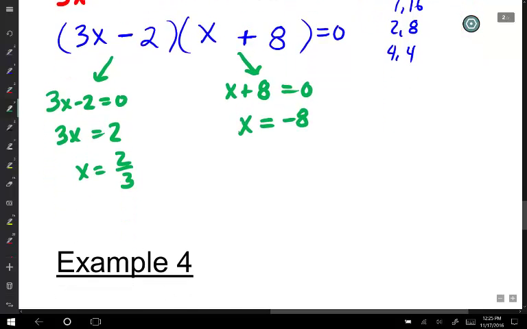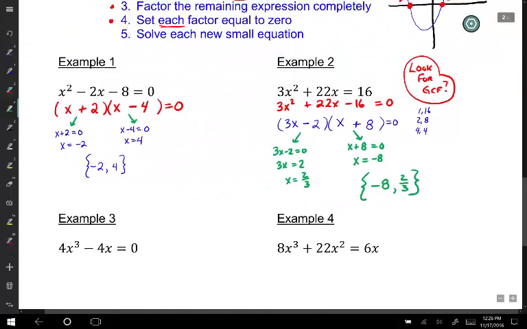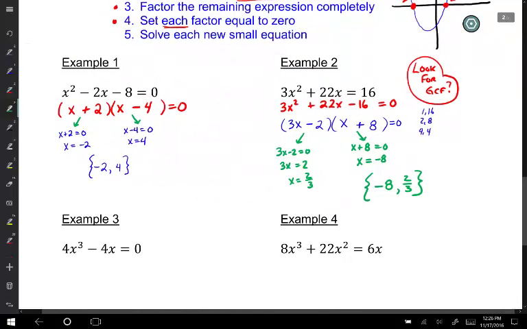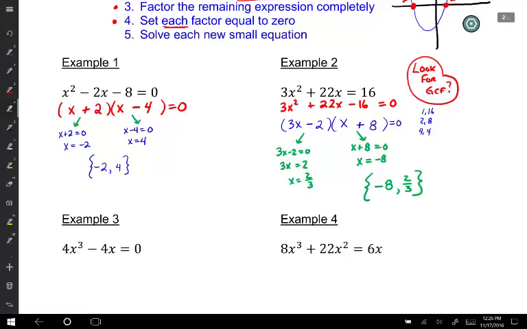So let's write this with solution set notation. Negative 8, comma, 2/3. Do they have to be in any order, is the order better or not? They don't have to be, but it's proper if it's written that way.